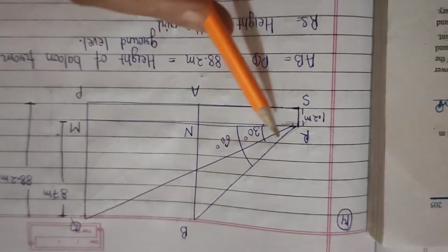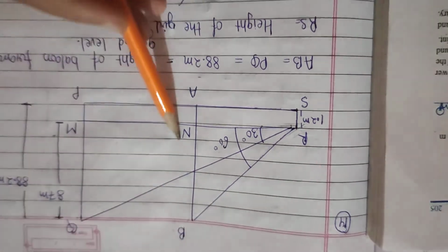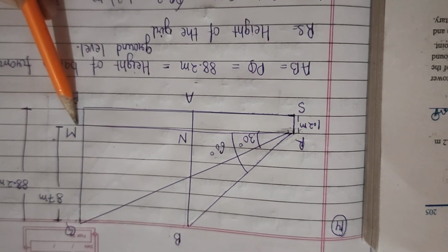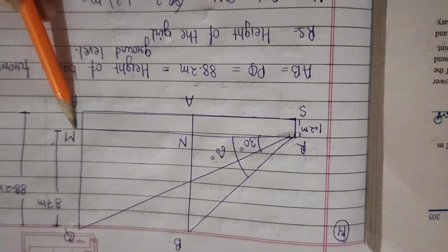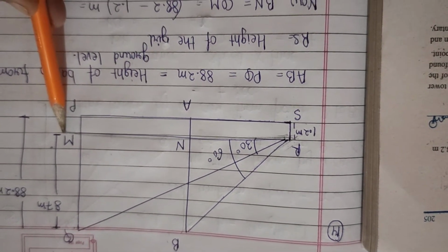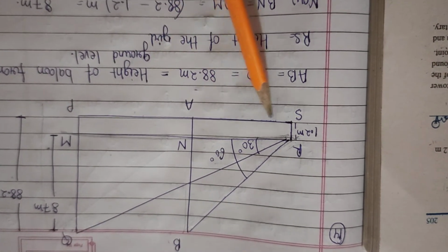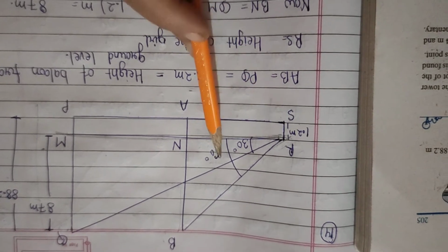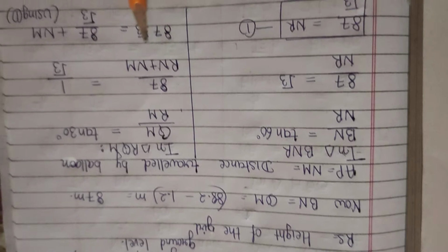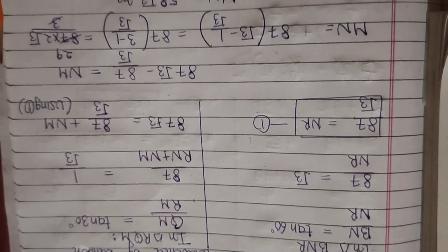And here RBN and RQM are the two right angle triangles. Here RM is the horizontal level, and in these two triangles we will use the trigonometric concepts and we will find what will be our answer. You can do it by yourself.